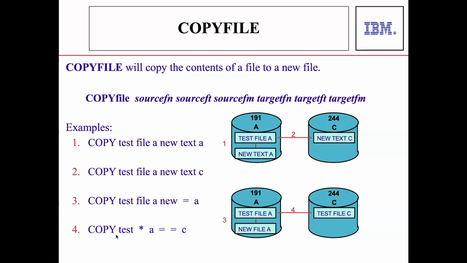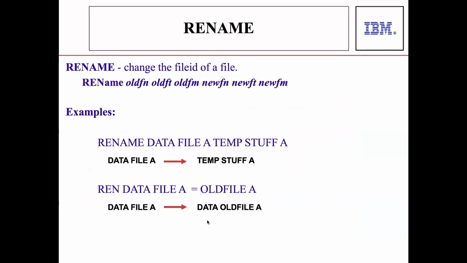And I can even copy with wildcards. So all files with the name of test, any file type on A, I want the same file name, the same file type on the C disk. That would only copy one file in this case, but you can copy a bunch of files that way.